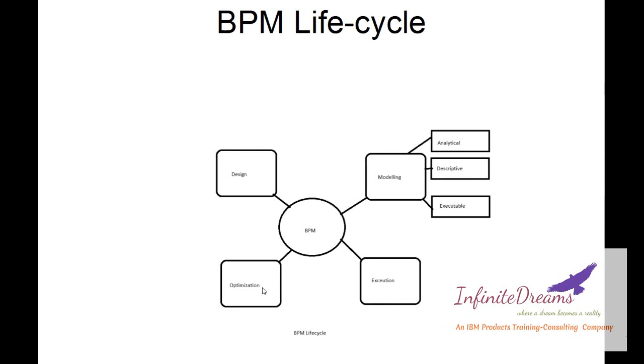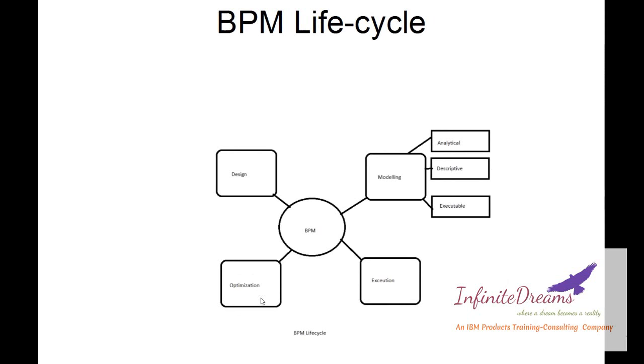Once BPM has gone through this life cycle, if any external condition changes, the current business process is not optimal. In that case, BPM iterates again through this life cycle. This iteration allows the effective management of the business process.